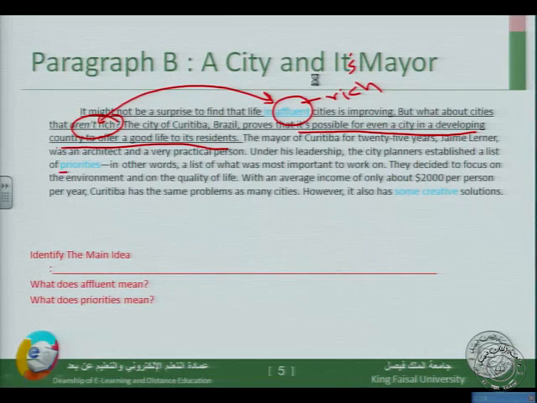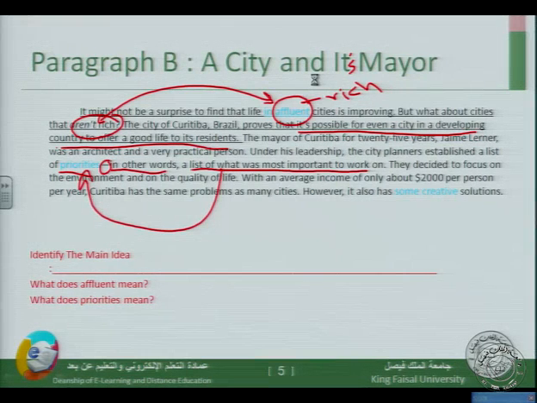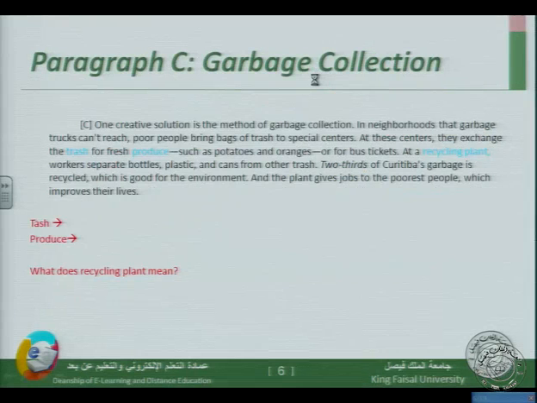What does priorities mean? Again, we have a hyphen. Okay, in other words, these are signs. They give you the feeling that, okay, here it's going to explain the meaning of priorities. Priorities means a list of what was important to work on. So this is what priorities means. How can you identify that? By just looking at the punctuation and words like in other words, or words like such as. So remember these few words, please.